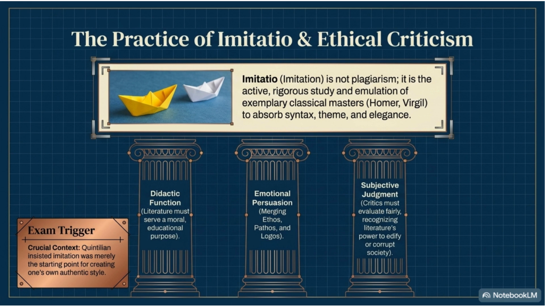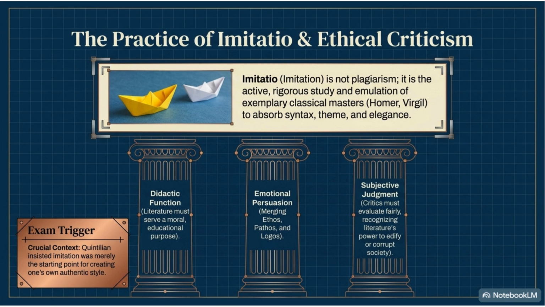The purpose of studying great authors. The slide says students should absorb syntax, theme, elegance. Let us understand these. First, syntax. This means sentence structure. Students learn how great writers arrange words. Second, theme. Students observe how authors develop ideas and organize arguments. Third, elegance. Students learn how language becomes beautiful without becoming excessive. Notice something important. Students are learning methods, not memorizing sentences. That is why Quintilian called imitation an active process. The student must think, analyze, compare, and improve.